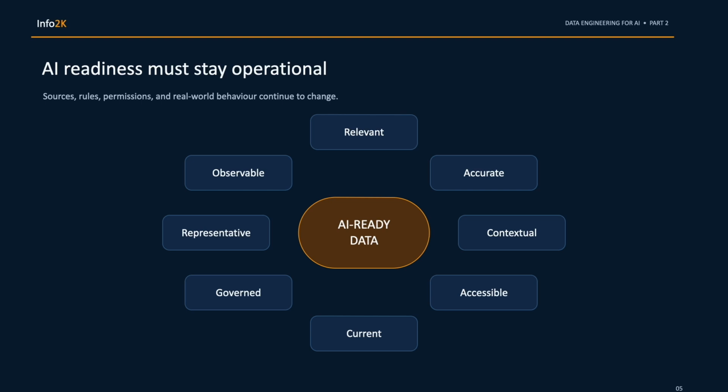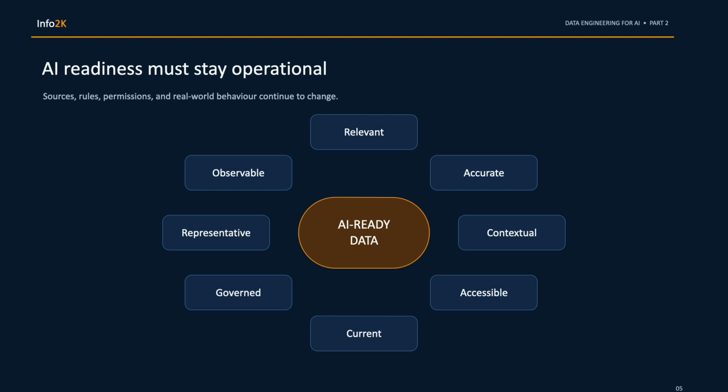AI readiness must remain operational because data never stays still. Source systems change, schemas evolve, new records arrive, documents are replaced, business definitions change, permissions are updated, and user behavior also exposes situations that were not present in the original test data. This is why the wheel contains 8 ongoing characteristics rather than 8 tasks we complete once.